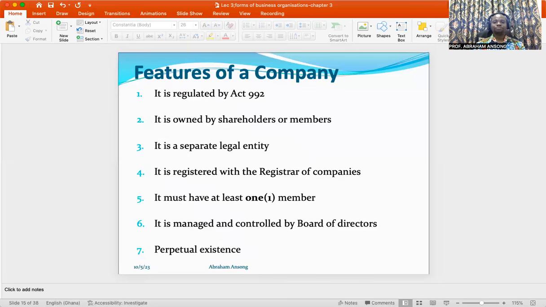Then the other attribute of companies is that they have perpetual existence. Okay, so the death of a member or even all of the members does not spell the doom of the company, because as we've just seen, there is a separation between the membership or the ownership and the management of the company. So if members are not there or if they die, the management of the company keeps on running.